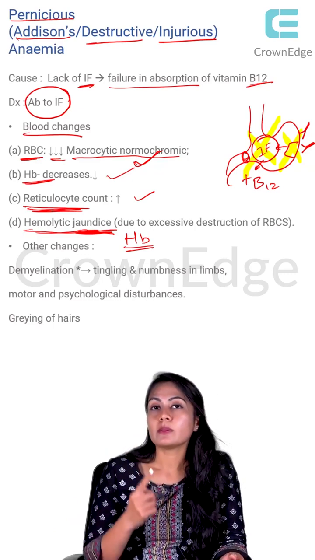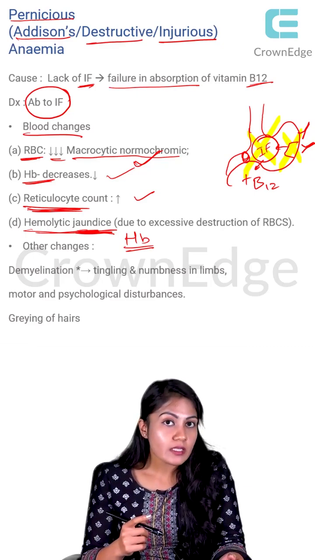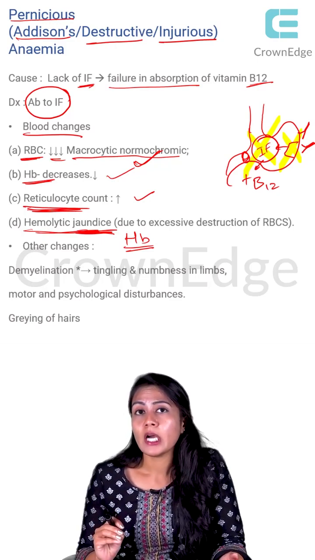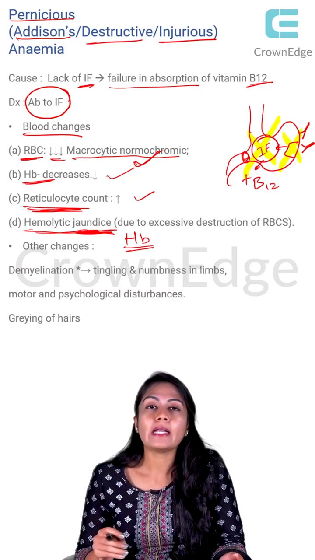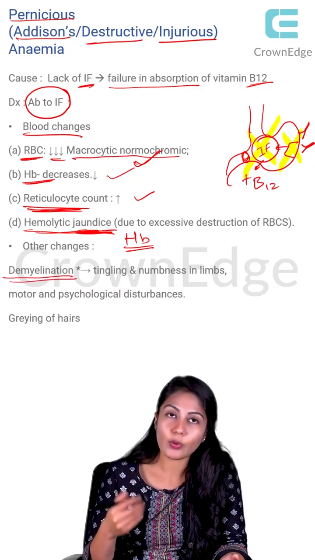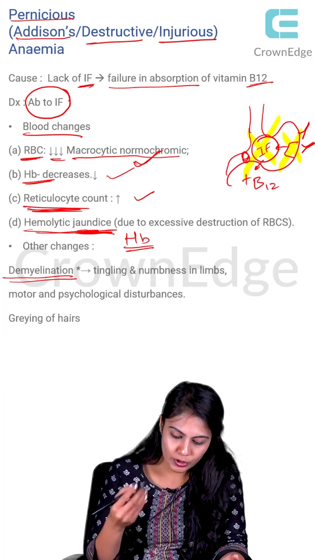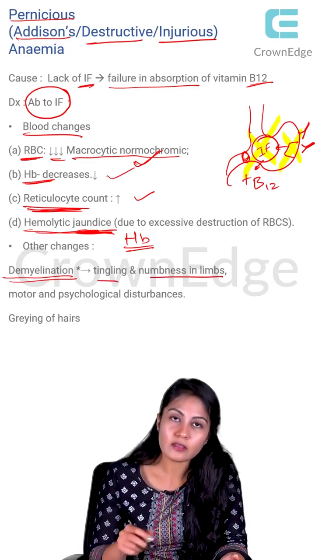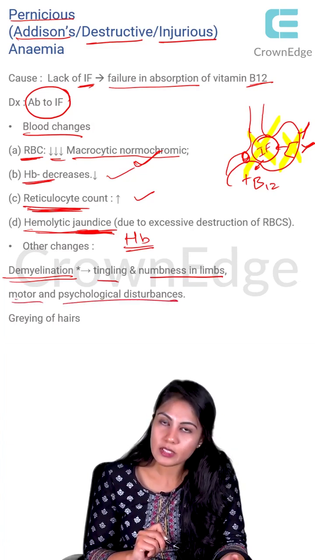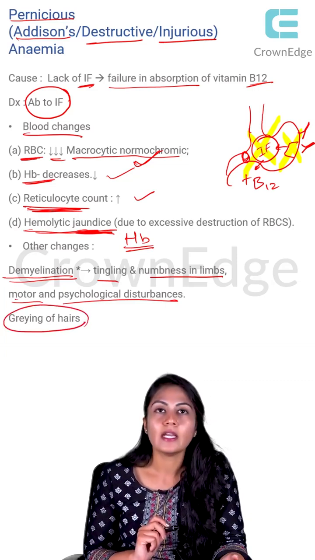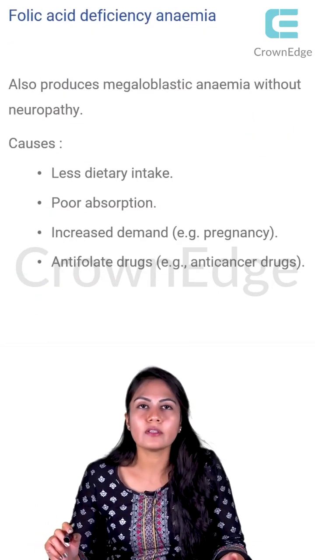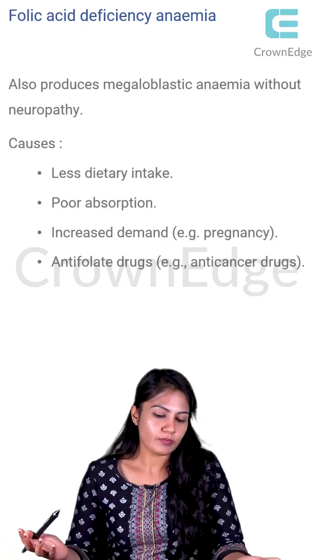The major point: if a clinical case is given with any CNS symptom and they ask which anemia it is, blindly go for pernicious anemia. Why? Because in pernicious anemia you have demyelination. So the patient will feel tingling, numbness, and sensations in the limbs, and there can be motor and psychological disturbances, as well as graying of the hair. In the treatment, you can just give B12.